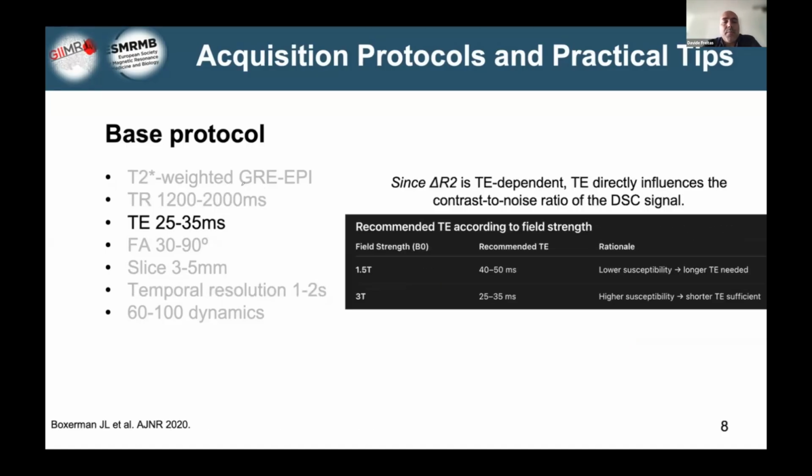Echo time is a critical parameter as it directly determines sensitivity to susceptibility effects. In practice, TE must be long enough to capture T2-star signal decay induced by the contrast bolus, but not so long that signal to noise ratio is excessively reduced. This is why TE is typically adapted to the magnetic field strength. At higher field strength, such as 3 Tesla, we can use shorter echo times because the susceptibility effects are stronger, and so we have this capability.